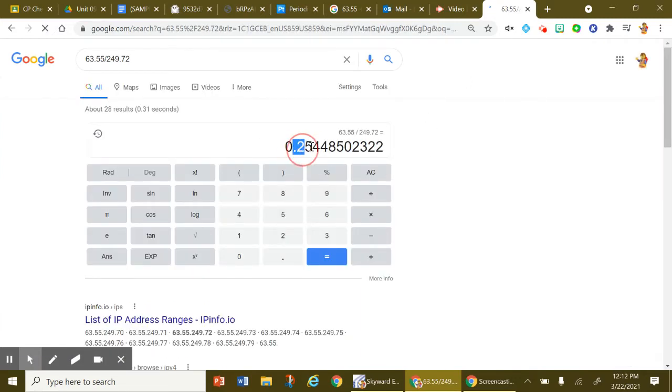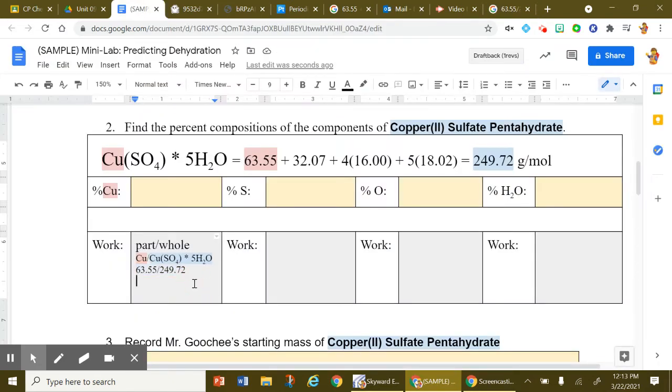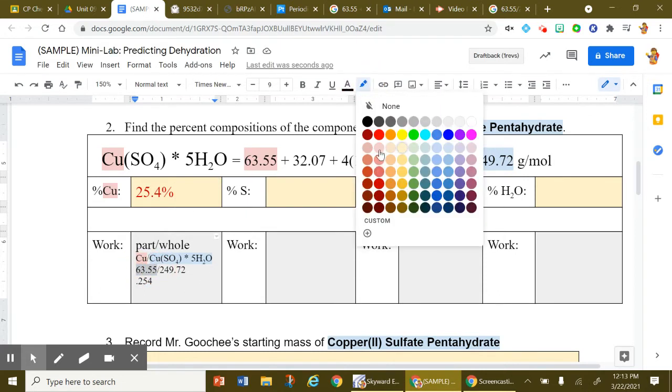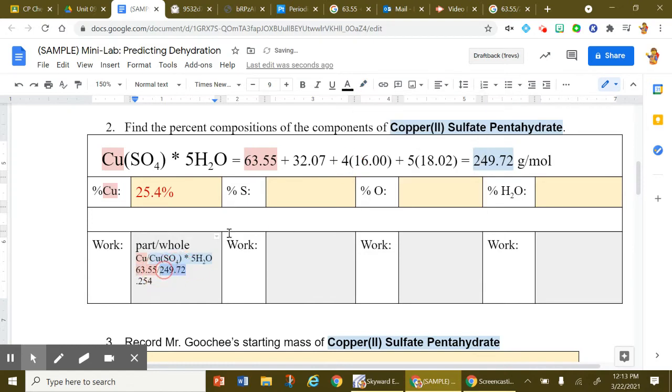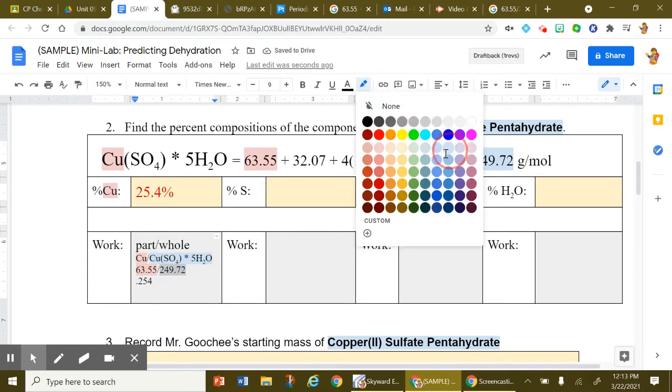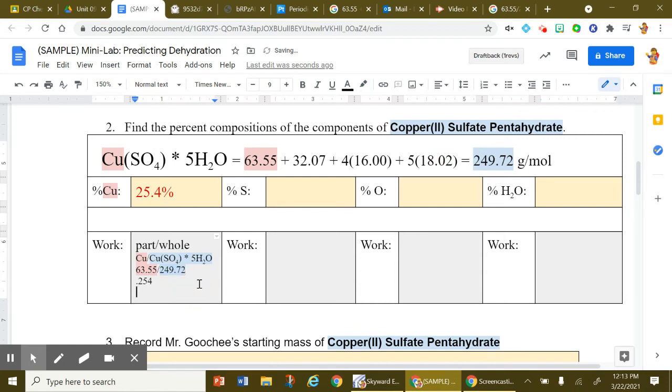I get 0.254. So this stuff is 0.254 copper, or bounce that decimal place over twice, 25.4% copper. Now again, this is my sample problem. I do not want to see copper come up in any of your labs that you turn in, because you were not doing copper, you were doing nickel 2 sulfate hexahydrate, okay? But for the copper, it's going to be this, all right?